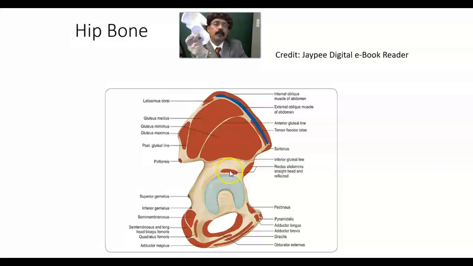Again, over the acetabulum we have the reflected head of the rectus femoris. From the anterior inferior iliac spine we have the straight head of the rectus femoris, plus we'll get the ligament between the ilium and femur, the iliofemoral ligament, also attached here. Okay, we are going to the pubis here.